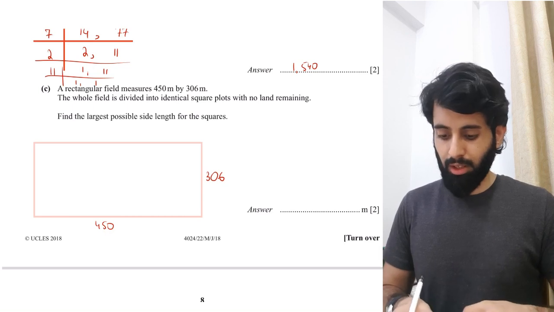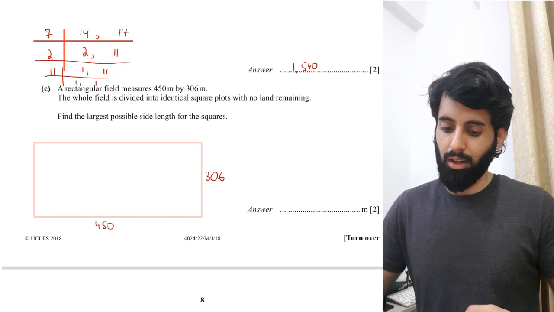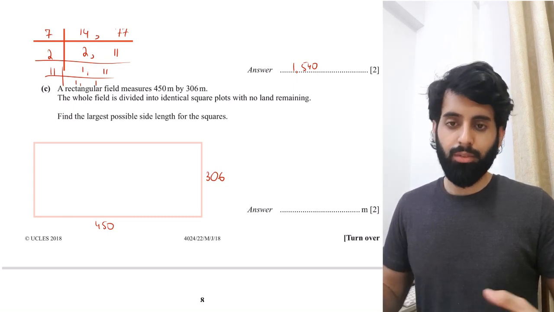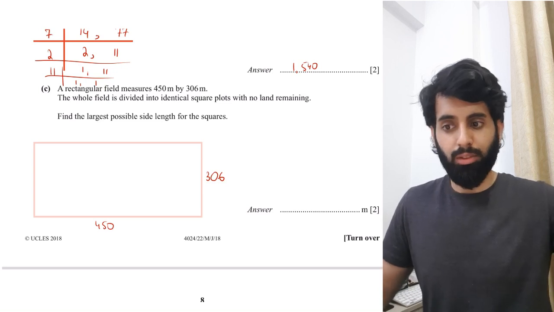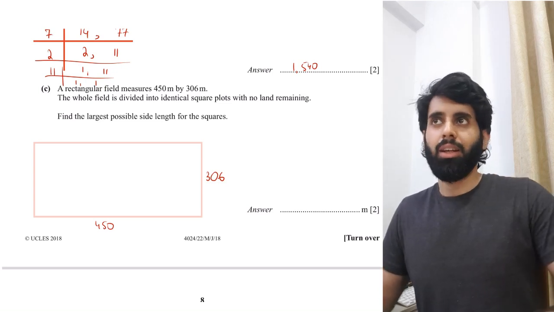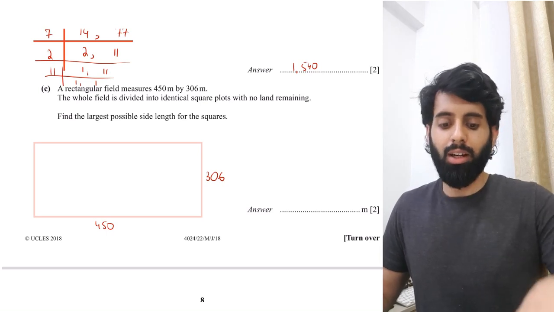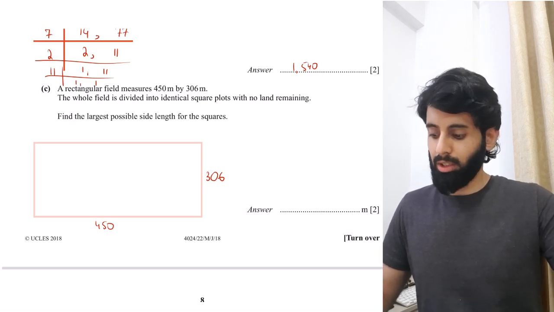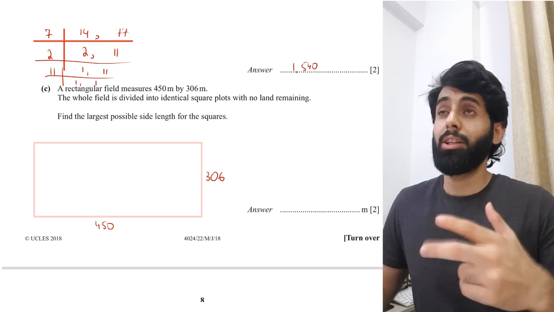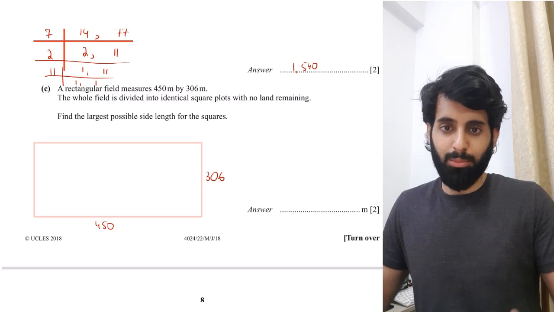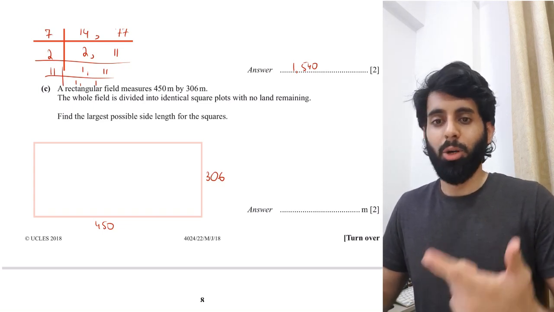So 450 and 306, if I'm not wrong, in fact, yes, they are also multiples of 3. So that means we can divide this land into squares of 3 also. So technically, what am I looking for? I'm looking for a number which is both a factor of 450 and 306, and it should also be the largest possible number. So technically, I'm looking for the highest common factor.